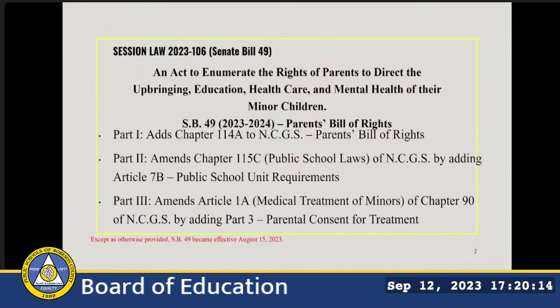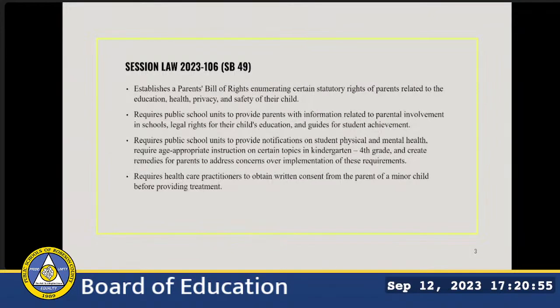So this is an overview of what the Parents' Bill of Rights does. It's broken up into 3 different parts. The first part adds a new chapter to the general statutes, chapter 114A, that is solely dealing with the Parents' Bill of Rights. The second part amends a number of the public school law statutes in chapter 115C of the general statutes, and by adding a whole new section dealing with the public school unit requirements. So this applies to not just LEAs, but also to charter schools as well. And then part 3 makes changes in the medical treatment of minors, and that deals with changes to chapter 90 of the general statutes. So we're going to break this up into some of the different parts.